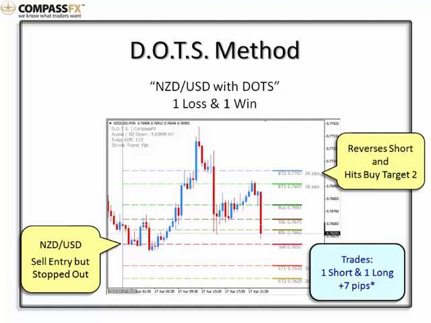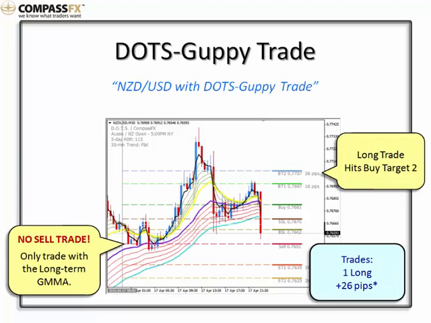Let's take a look. When you apply the Guppy multiple moving averages to the chart, you can see that the long-term moving averages are moving up. There's no sell trade. We only trade with the long-term Guppy multiple moving averages. So in this case, we see that price comes down, hits into those long-term Guppy multiple moving averages, knowing that we don't have a trade right here.